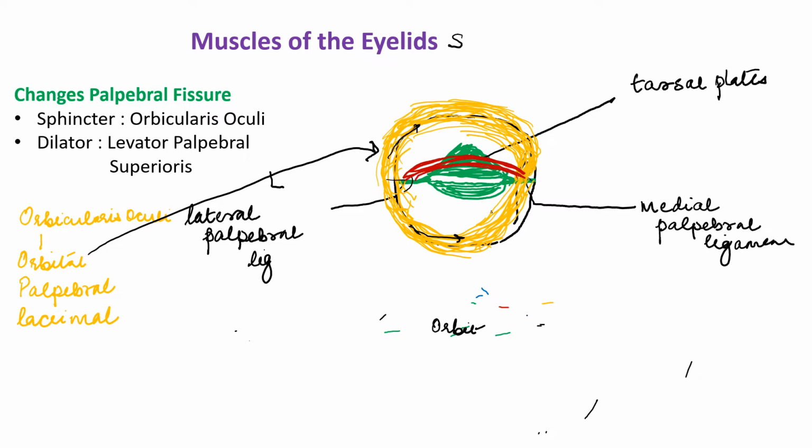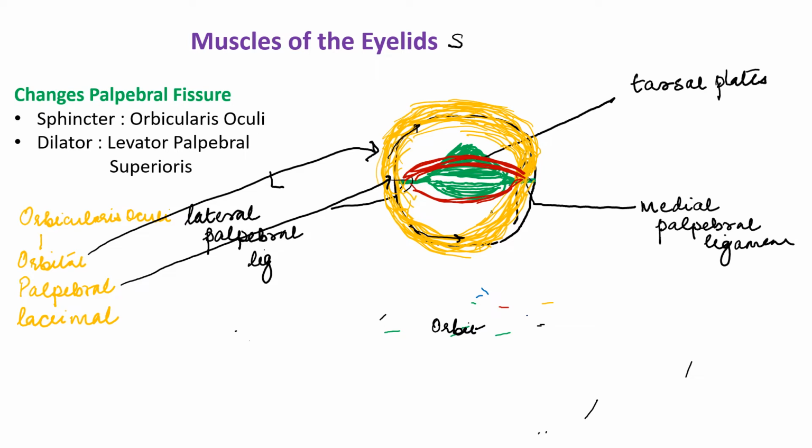This is the palpebral part of the muscle and it's present in both the eyelids, and its function is to bring about the light closure of the eyes, which is what you do when you want to go to sleep or when you are blinking. That action is brought about by the palpebral part. The palpebral part also becomes active when the orbital part is acting, when we are bringing about the tight closure of the eyes.